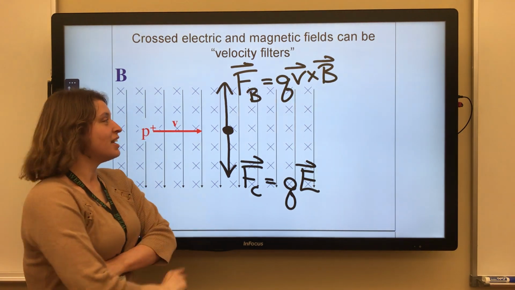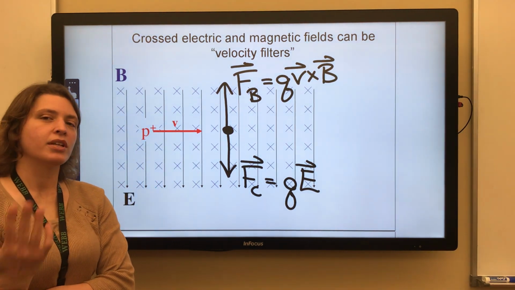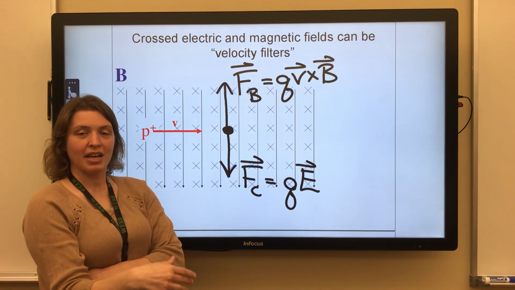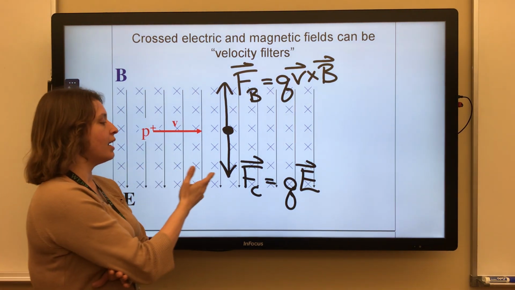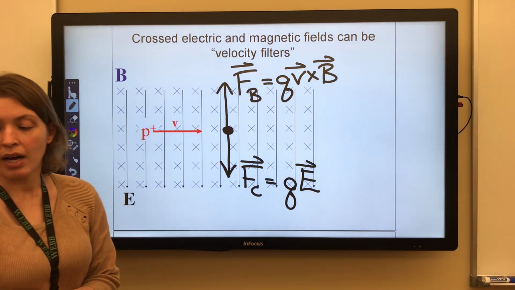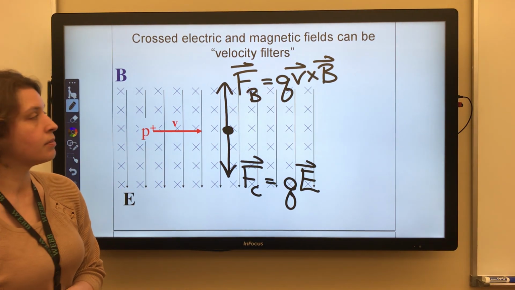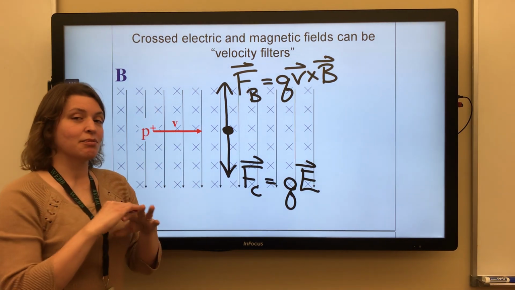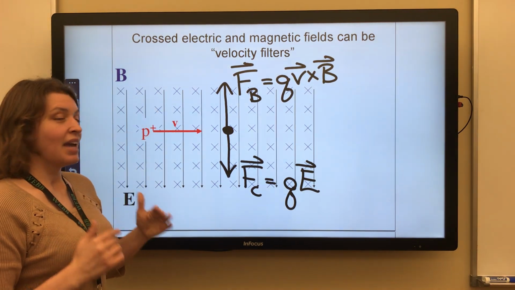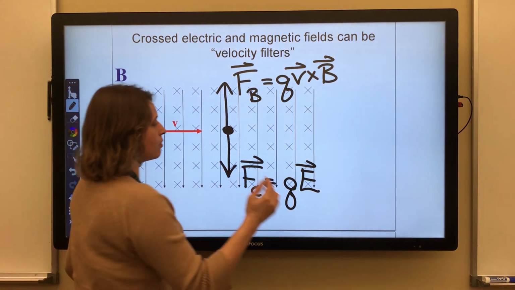Velocity filter. These forces are balanced. It's a lot like the problem we did earlier where we were balancing the magnetic force and the gravitational force with one another. Here we're balancing a Coulomb force and our magnetic force, Lorentz force. Now, just because one points upward and one points downward doesn't mean they're necessarily balanced. They have to be equal to one another. So we can set them equal.